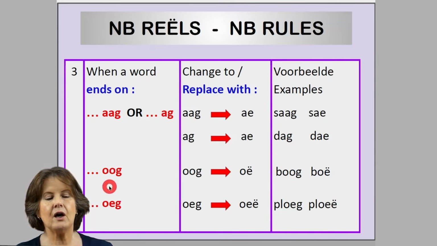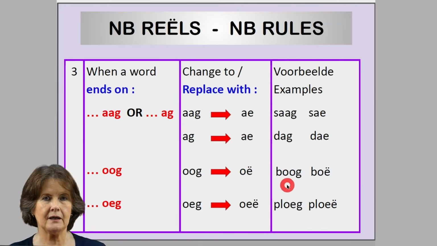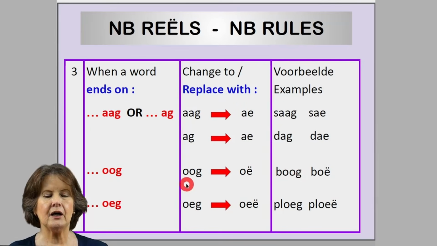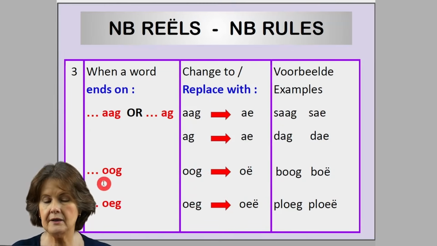Then when a word ends on OOG, look at boog. So you take away the OOG and you must learn OOG goes to OE with dots. Don't get mixed up with these two. You see in OOG, I never gave you an E.